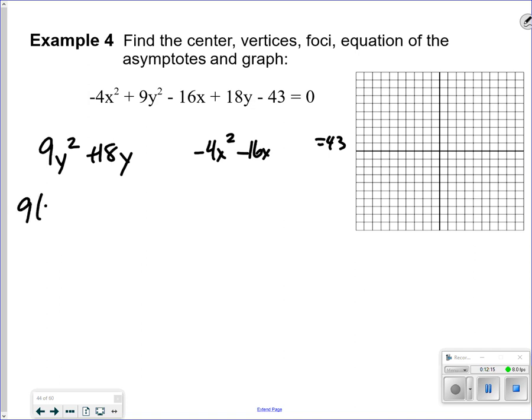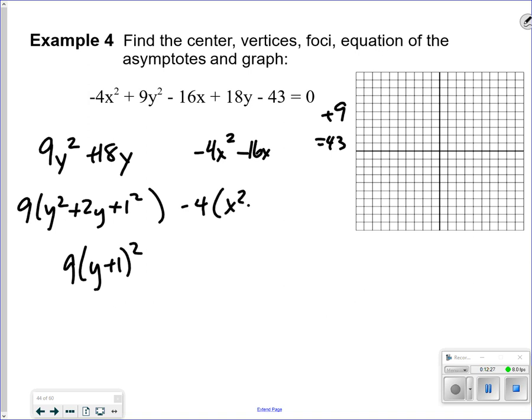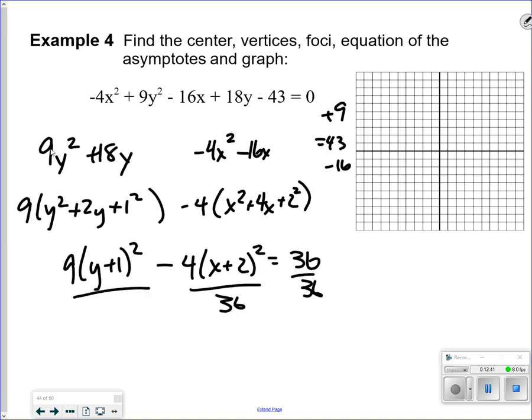I'm going to take a 9 out of the y's. Half of 2 would be 1 squared times the number in front makes a positive 9. So that is how I completed the square with y. I'm going to take a negative 4. Half of 4 would be 2 squared times the number in front would be negative 16. And so I add all that up, I end up getting 36. Dividing everything by 36. Oops, that's an x.